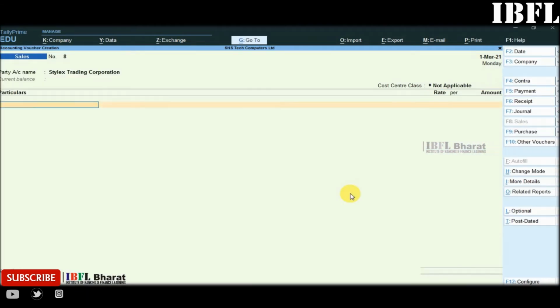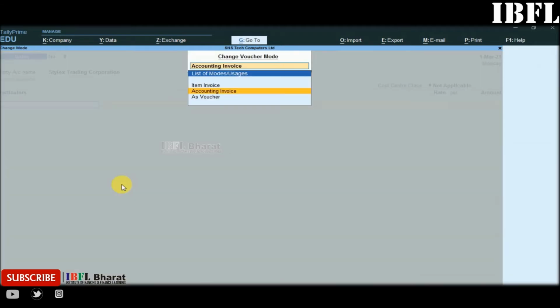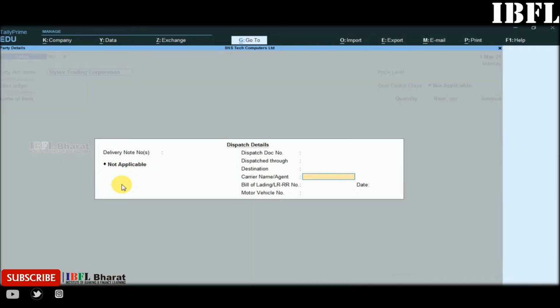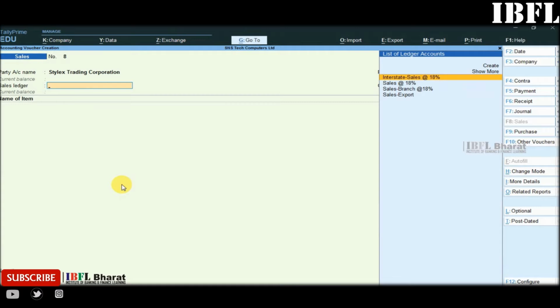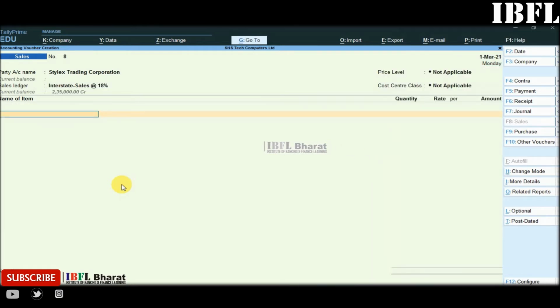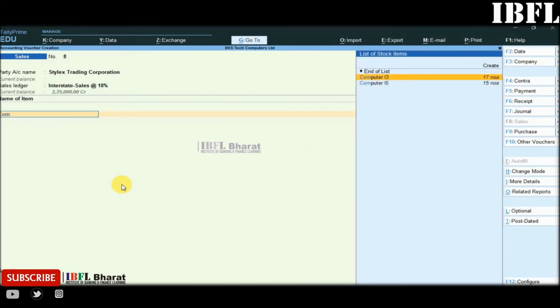What we are doing here is selling computer i3 and computer i5. We are changing the mode, pressing Ctrl H, and coming to item invoice. See here, we accept these windows, and it is interstate sales. Select the sales ledger from the list. It is interstate sales 18%, and come to the computer i3.